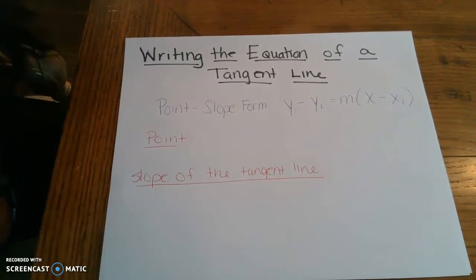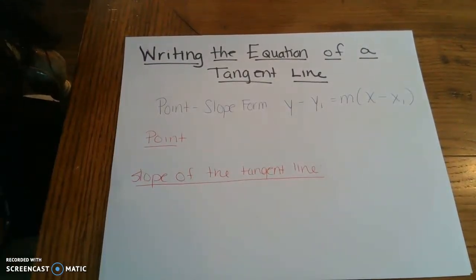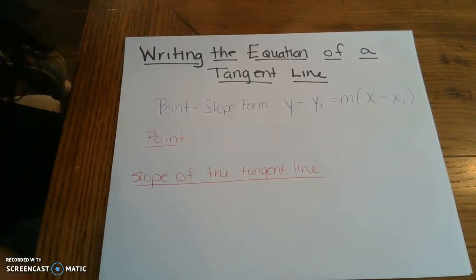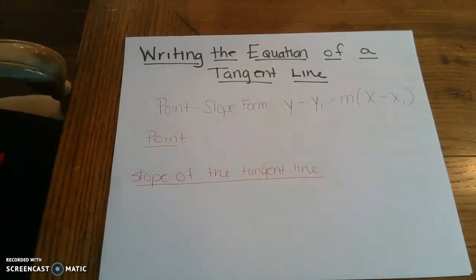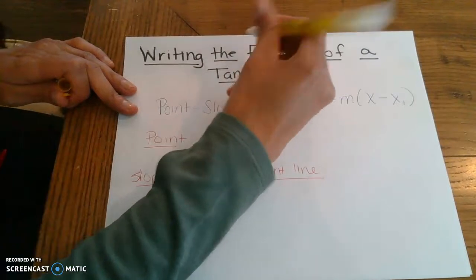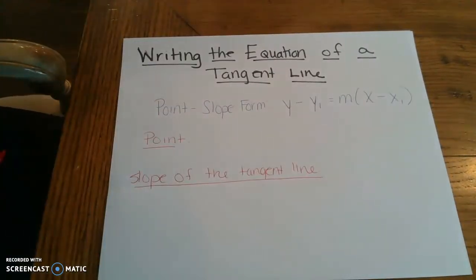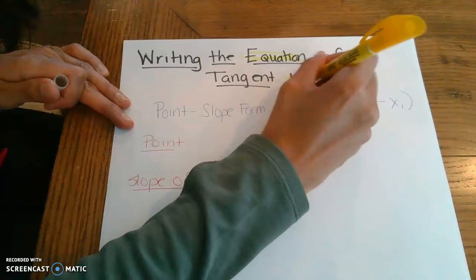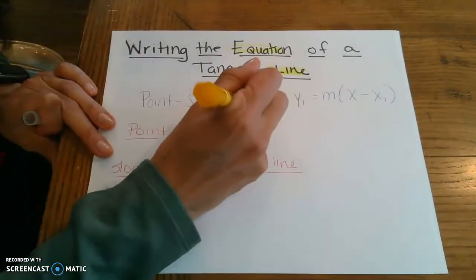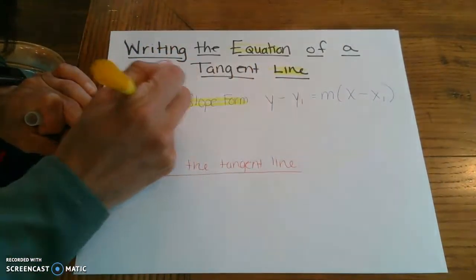This is really important in the future because we will use tangent lines to estimate values, and you will have to be able to create the equation of a tangent line to illustrate that value. Okay, so anytime I say write the equation of a line, just in general, just the equation of a line, from geometry, you should remember the point slope form.